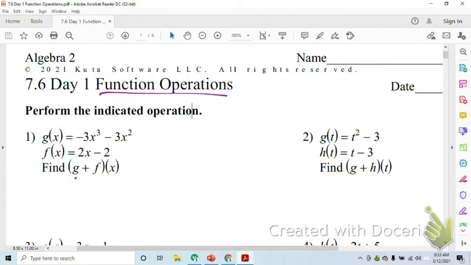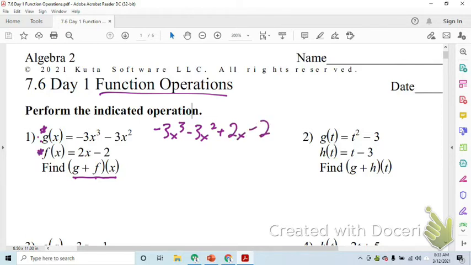So this is g plus f. This is g of x. This is one function. This is another function. All we're doing when it says something like this is taking these two functions and adding them together. So we would take the negative 3x to the third minus 3x squared, which came from g, and adding that to f, which is 2x minus 2.